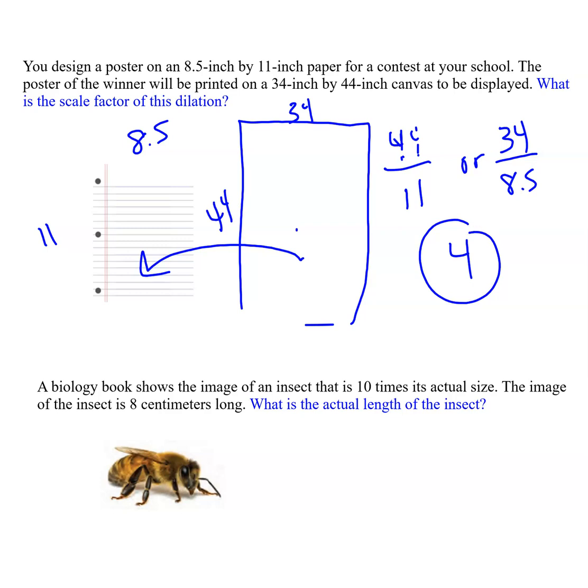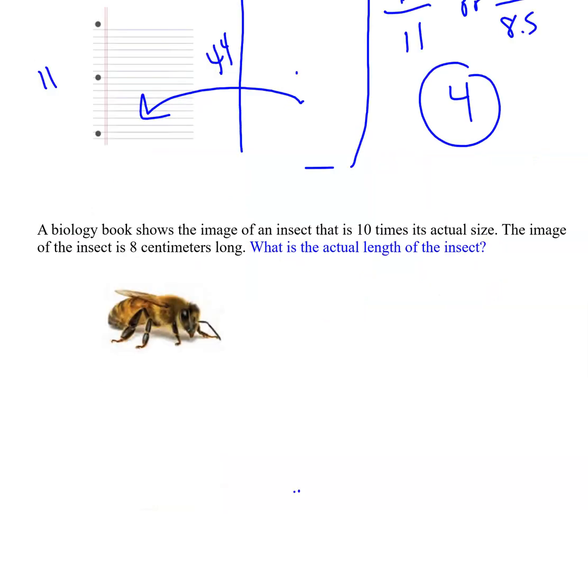Okay, the second example says we have a biology book, and the biology book shows an image of an insect that is actually 10 times its actual size. So this insect that we're seeing is 10 times what the insect would normally look like. And the image of the insect, this picture that's in the book, is 8 centimeters long. Well, it's 10 times bigger. So this number is actually 10 times larger than it ought to be.